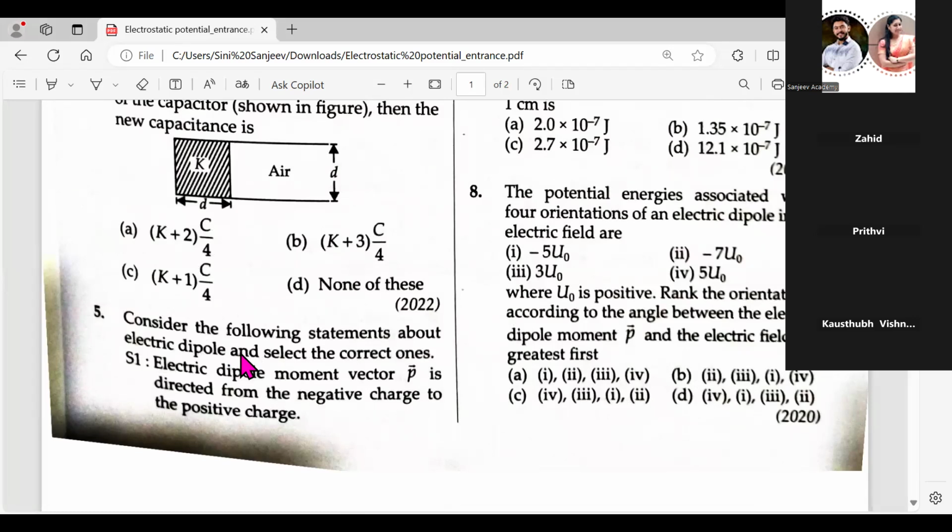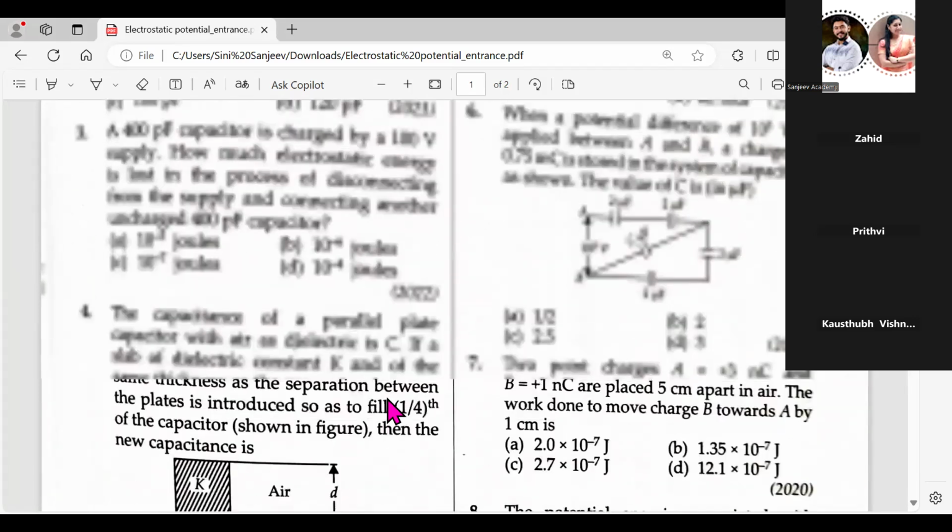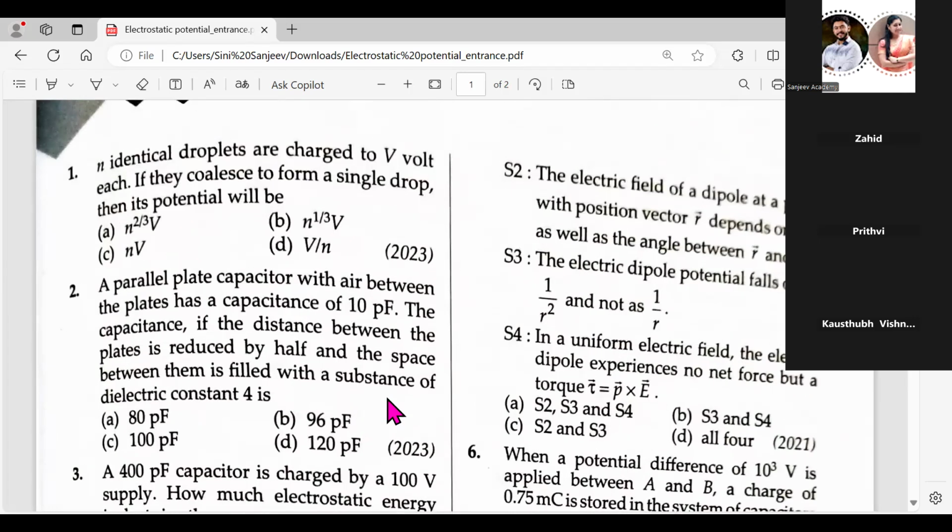Consider the following statements about the electric dipole and select the correct ones. First statement: the electric dipole moment vector P is directed from negative charge to positive charge. Second: the electric field of a dipole at a point with position R depends on the magnitude of R as well as the angle between R and P. Third: the electric dipole potential falls off as 1 by R square and not as 1 by R. Last: in a uniform electric field, the electric dipole experiences no net force but a torque tau equal to P cross E.